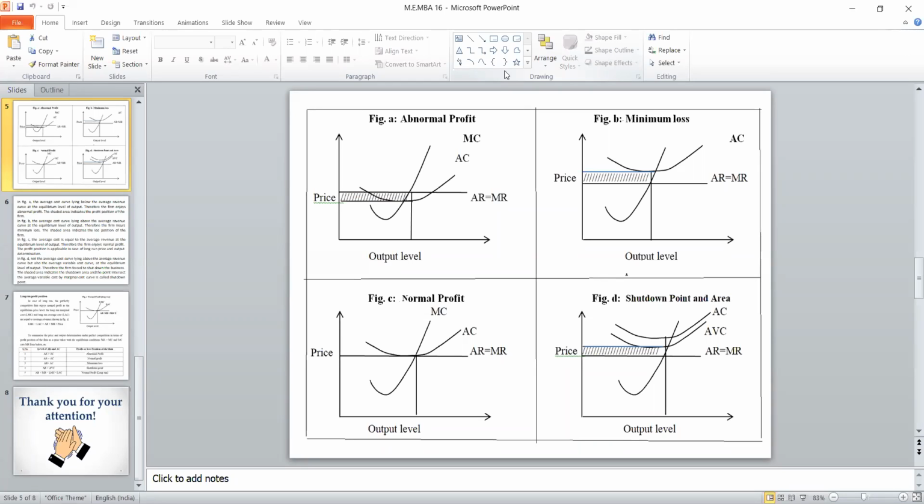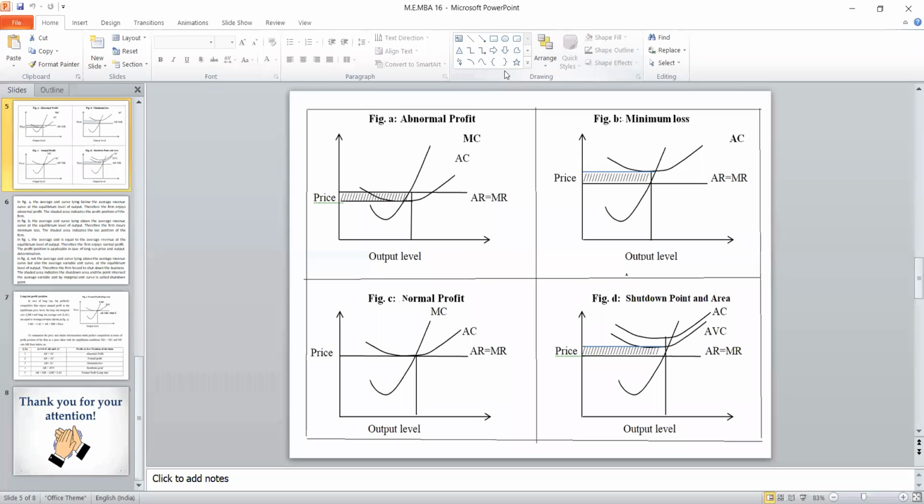Suppose when the firm is entering, its average cost is not equal to the average revenue, it is more than that. When the average cost is lying above the average revenue curve, here also MC cuts MR and the equilibrium level will be there. But here the cost is more, the revenue is less, so he is incurring a loss. So that shaded area, figure B, is called the loss position.